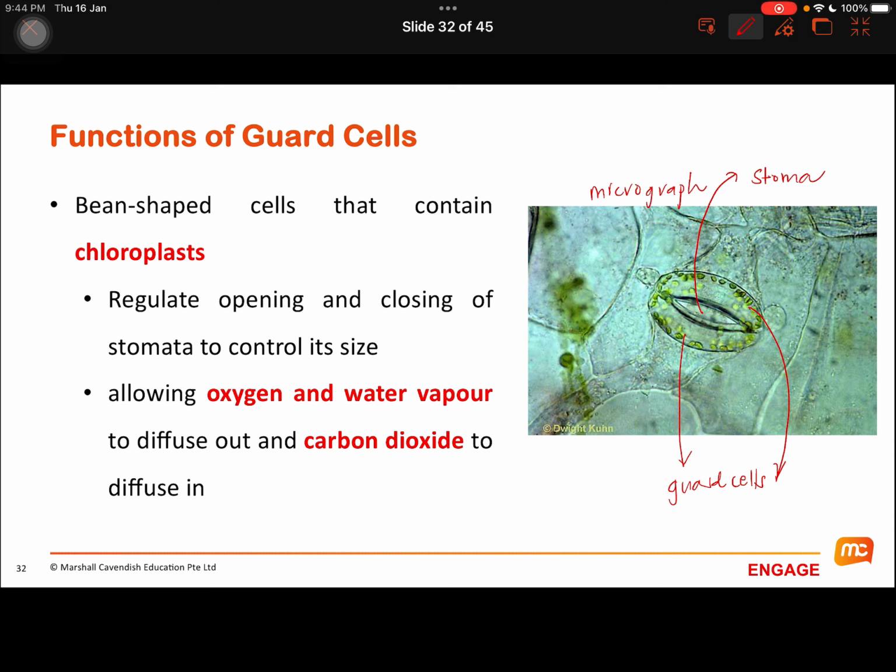So what is the function of guard cells? Pay attention. Number one, it contains chloroplast, which means that the guard cell is capable of photosynthesizing. This is a very important point to understand why it opens and closes the hole right in between it. As mentioned, apart from letting carbon dioxide diffuse in for photosynthesis, it also allows oxygen and water vapor to diffuse out of it. So these are the three substances that will move in and out of the stomata, and the size of the stomata is controlled by the guard cell.